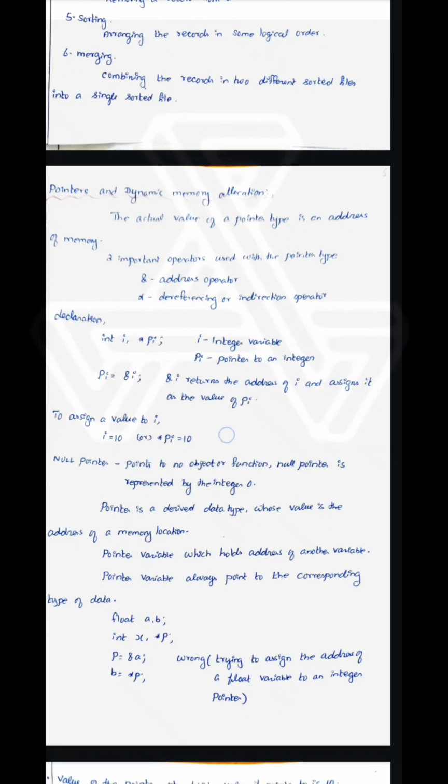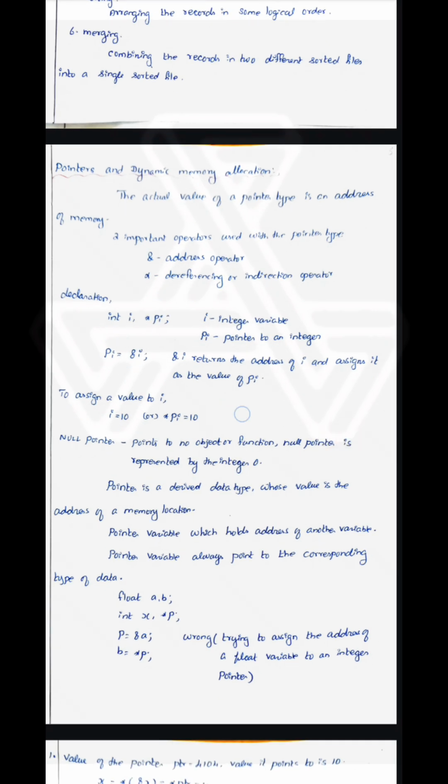Pointers and dynamic memory allocation. The actual value of a pointer type is an address of memory. Two important operators are used with the pointer type: the ampersand, the address operator, and the star, the dereferencing or indirection operator.